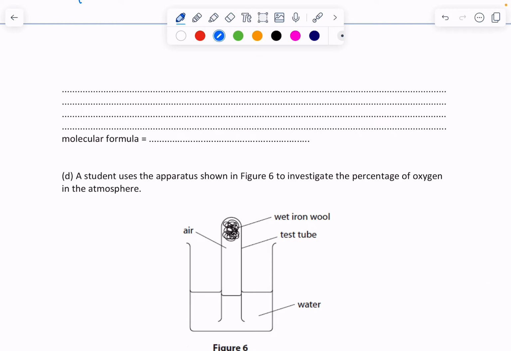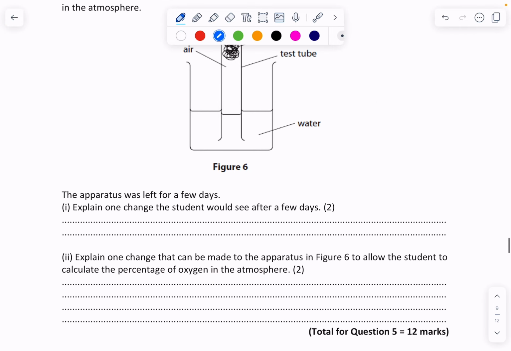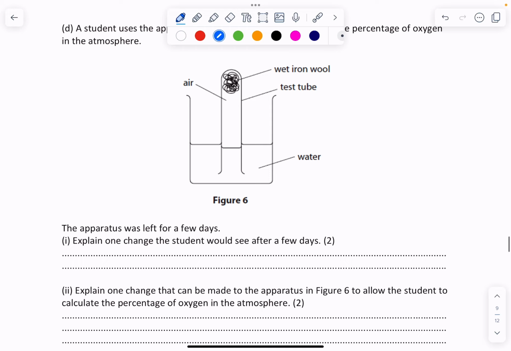Students got apparatus to investigate the percentage of oxygen. This is something we've actually done in class ourselves. The apparatus is left for a few days. Explain one change students would see after a few days. So when we looked at ours, the iron wool had started to rust. Why has it started to rust? Because it is being oxidized. The oxygen is reacting with it.